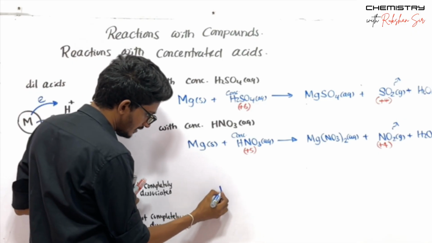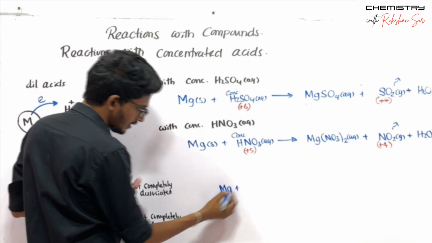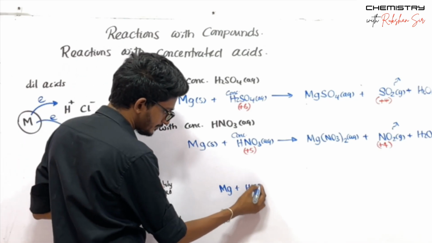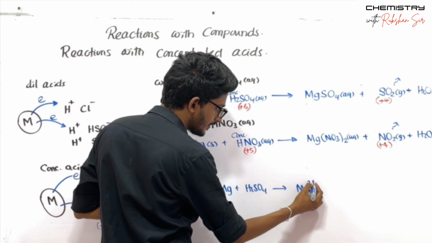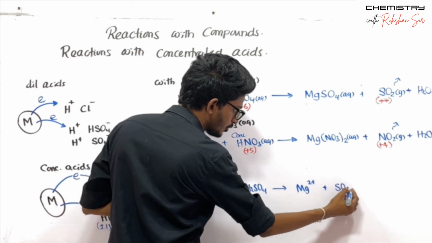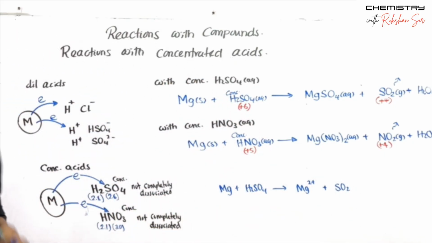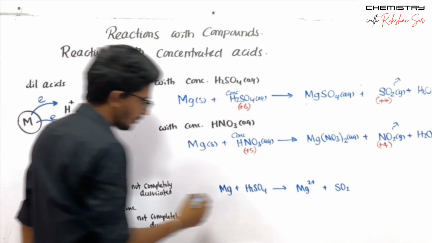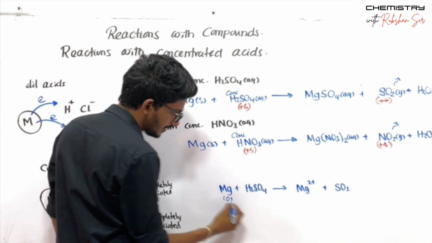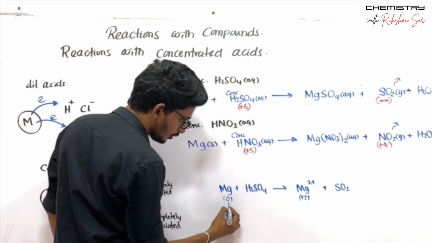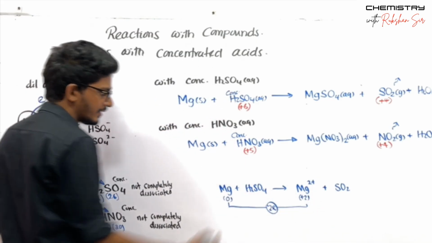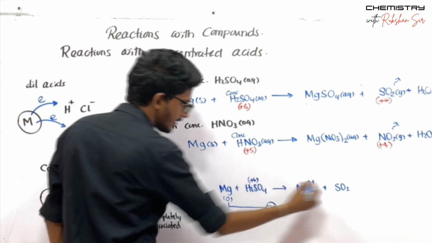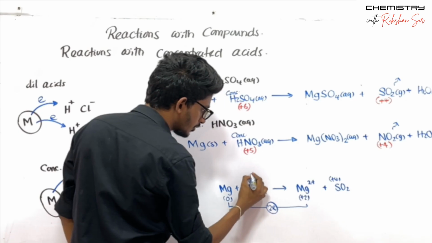So we have the magnesium. So we have the H2SO4. Magnesium oxidized to Mg2+. H2SO4 reduces to SO2. This balances stuff. So magnesium 0, Mg2+ 2, so 2 electron difference. Sulfur here +6, this +4, again 2 electron difference.